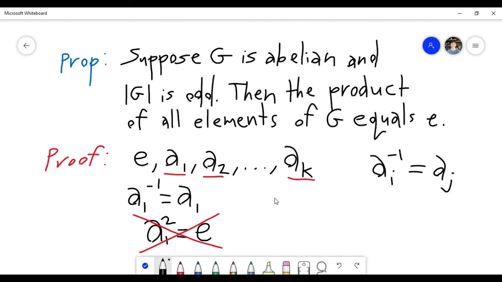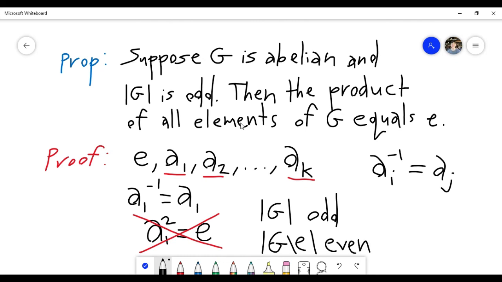And there's an even number of these elements, right? Because the total number of elements in G is odd. So if we look at the elements besides the identity, so the order of G minus the identity, then this has to be even. So we can pair all of the elements of G off with each other besides the identity. And we compare each element with its own inverse.